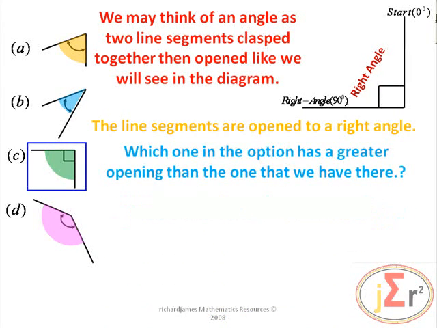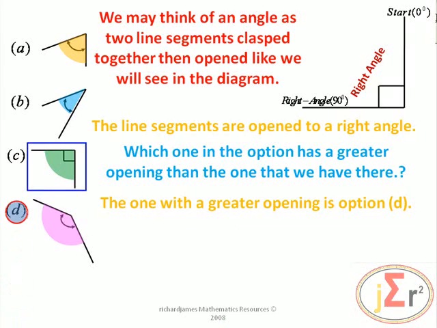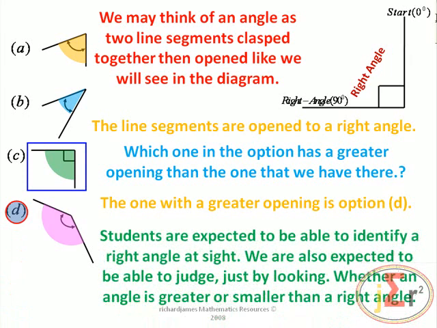Which one in the options has a greater opening than the one that we have there? The one with the greater opening, as Jerry said before and said again, is the one in option D, and it is correct. Students are expected to be able to identify a right angle at sight. We are also expected to be able to judge just by looking whether an angle is greater or smaller than a right angle.